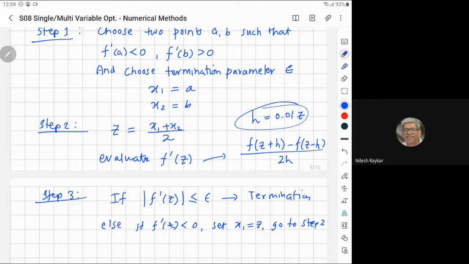So if f dash z is negative, negative side is always on the left. We are setting x1 as the left limit, x2 as the right limit. So x1 would be z if the slope is negative, and if f dash z is positive, then set x2 equal to z. This we have already discussed, so I'm not elaborating further.